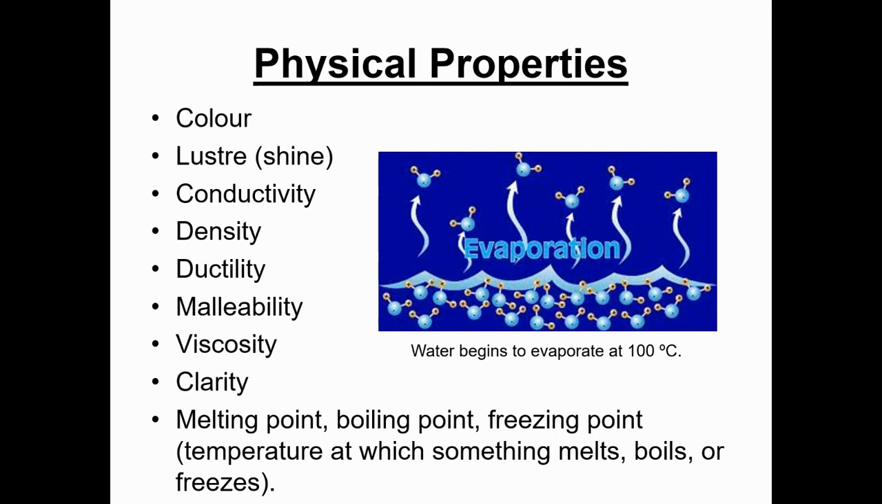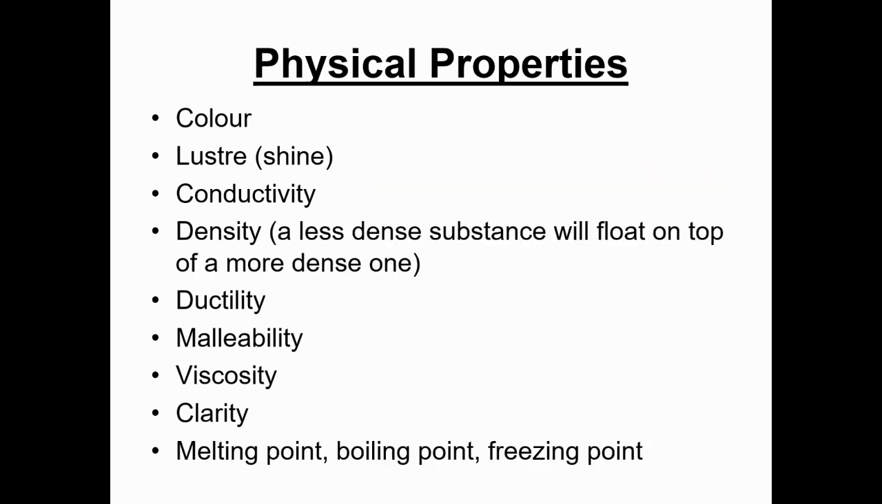Other physical properties include melting points, boiling points, and freezing points. Those are all physical properties because they don't change the substance. So water will evaporate at 100 degrees Celsius at its boiling point, and that counts as a physical property. Or it melts or freezes at 0 degrees Celsius. Those are melting points and freezing points, also considered physical properties.